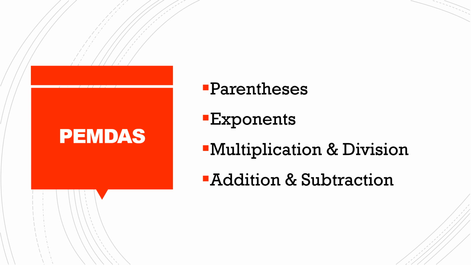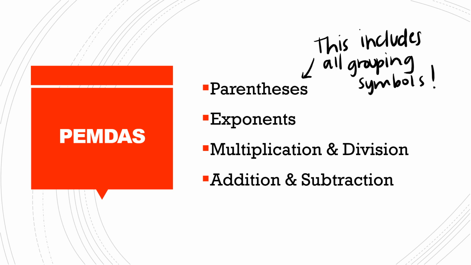So you start with parentheses, and that includes all grouping symbols. So parentheses, curly braces, brackets. Let me throw some of those up on the screen just so you remember what those look like. So parentheses, brackets, and then curly braces. And then our second step is to simplify all exponents. The next step is to complete all multiplication and division, and that's performed left to right.